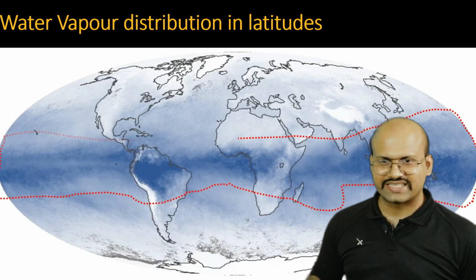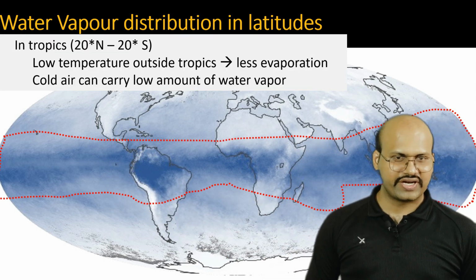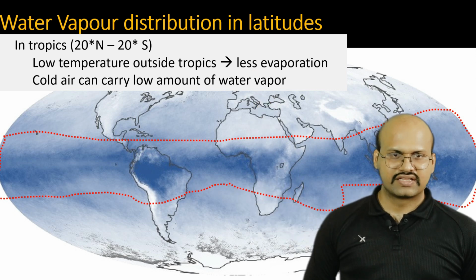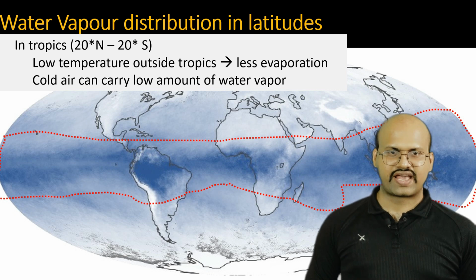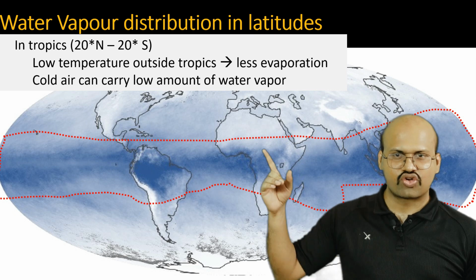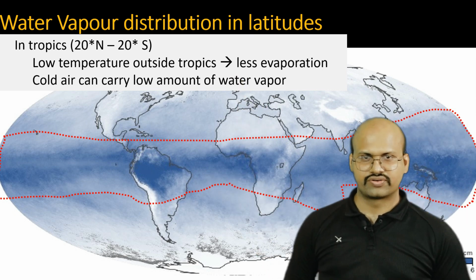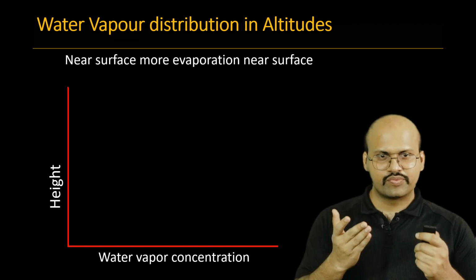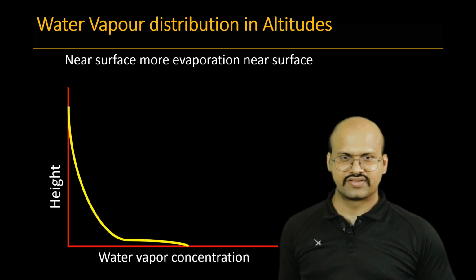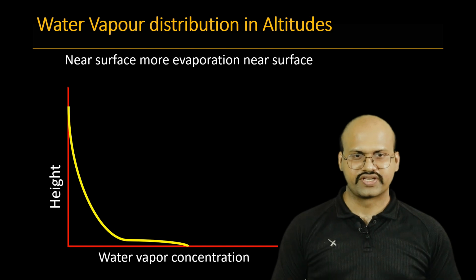Water vapor is mainly concentrated near the equator because here there is more heat, and because of more heat there is more evaporation. If you go to the higher latitudes, the air is cooler, the water is cooler, and the sunlight is not enough to cause water evaporation. Therefore, you will see that the concentration of water vapor decreases as we move away from the tropical zone. Even when we move higher up in the sky, the concentration of water vapor decreases. In fact, 99% of the water vapor is in the troposphere.